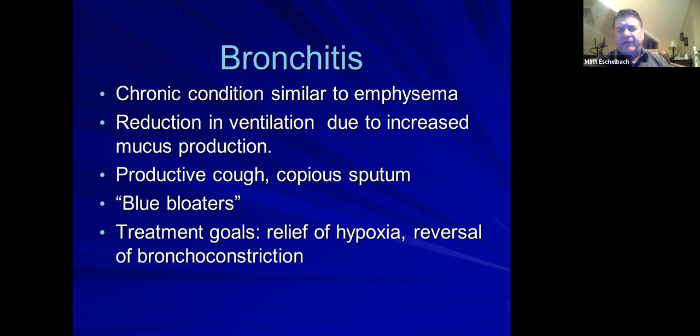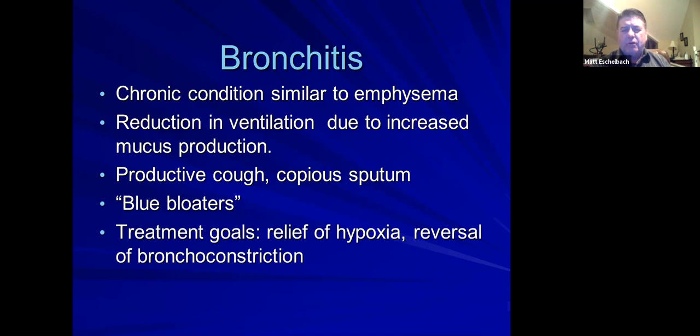Chronic bronchitis is a condition that's very similar to emphysema, where they have inflammation of those bronchi, and because they're chronically inflamed, and chronic means old or frequent, you get poor ventilation and a reduction in ventilation, and you get increased mucus production by the lungs, and that mucus is very difficult to get out. It usually causes a productive cough with copious amounts of sputum. These are what we refer to as our blue bloaters. There's pink puffers and the blue bloaters of COPD.